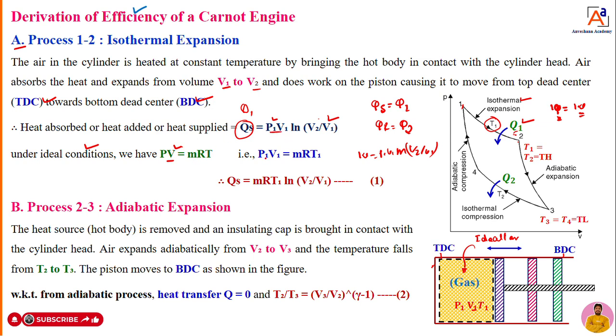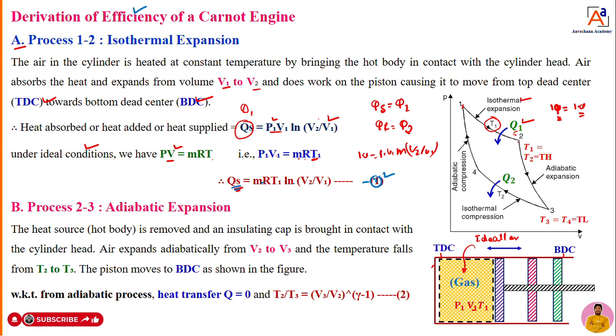So P1 V1 is there. P1 V1 is equal to what I can write? mRT1. M and R are the constants, so I will keep them as they are, whereas temperature is a variable, so I will write it as T1. So P1 V1 is equal to mRT1. Therefore I will modify this equation: Qs is equal to mRT1 ln of V2 by V1. This I will call equation number 1.